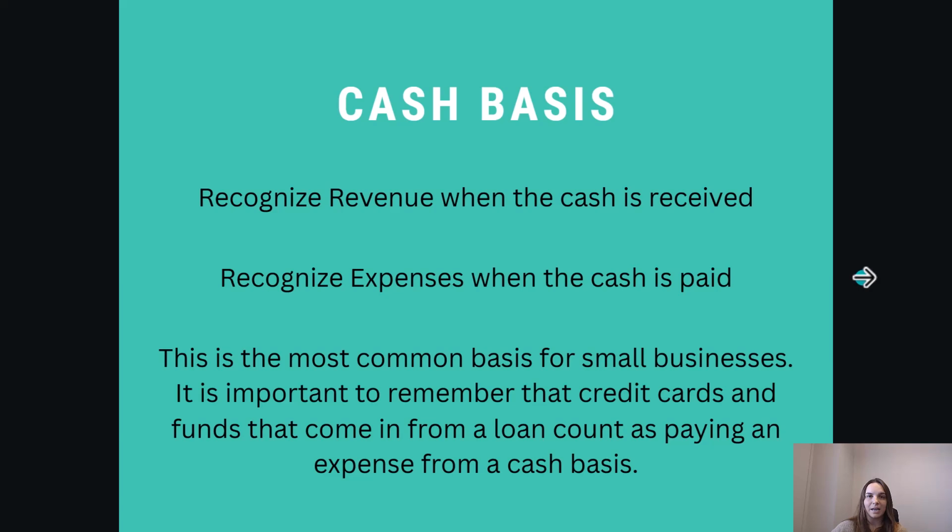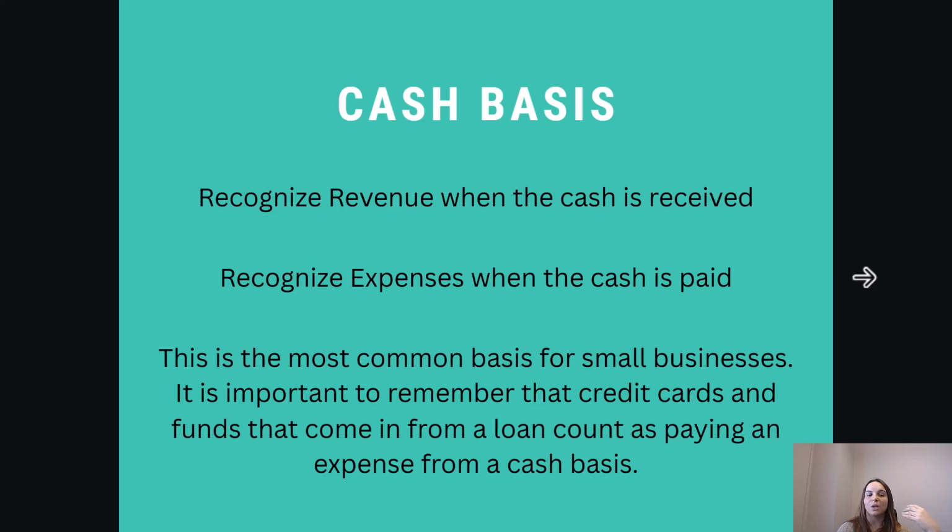Now, cash basis is where we are going to recognize revenue. So we're going to record revenue when we actually receive cash from the customer. So we may have a customer that we provide a service to in May and we don't get paid until July. We would recognize the revenue in July on the cash basis. Okay. Likewise with expenses, we would recognize those expenses when they're paid, not necessarily when we incur those expenses.